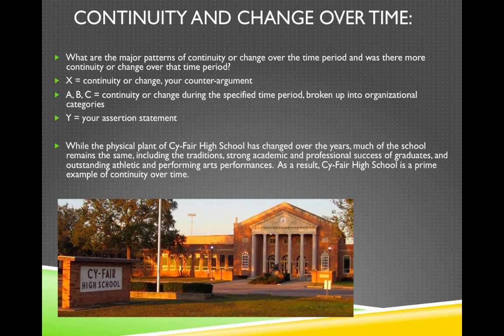Including the traditions, strong academic and professional success, and outstanding athletic and performing arts performances. So what are your 3 categories you're going to discuss? You're going to first take up traditions and show some strong traditions going back 72 years. Then you're going to look at the strong academic and professional success and give some examples of those. And then you're going to look at outstanding athletic and performing arts programs. And then at the end, here's your assertion. As a result, Cy-Fair High School is a prime example of continuity over time.